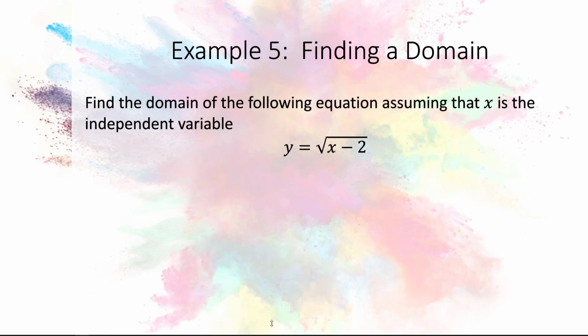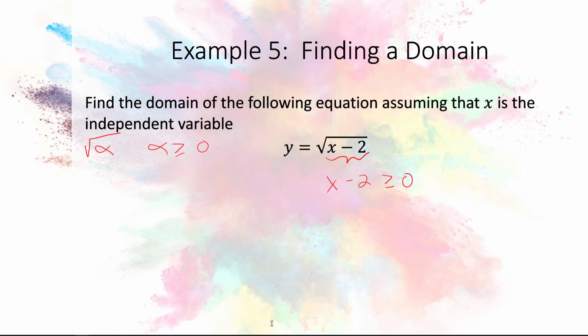And that brings us to this particular example here. We want to find the domain of the following equation, assuming that x is the independent variable. Now notice that we are operating on the real line. We are not operating on the complex plane. So the square root of any function is only defined when its argument is greater than or equal to 0. So this function is only defined when the argument right here, x minus 2, is greater than or equal to 0.